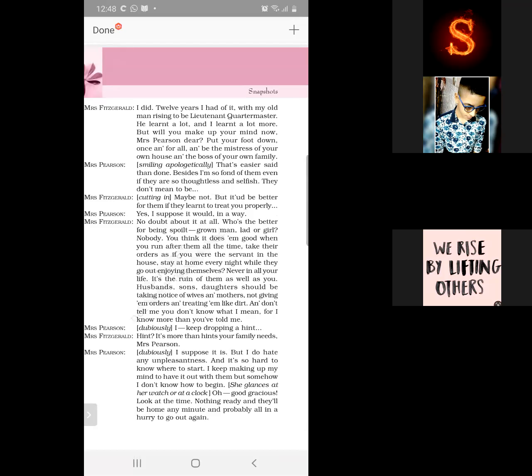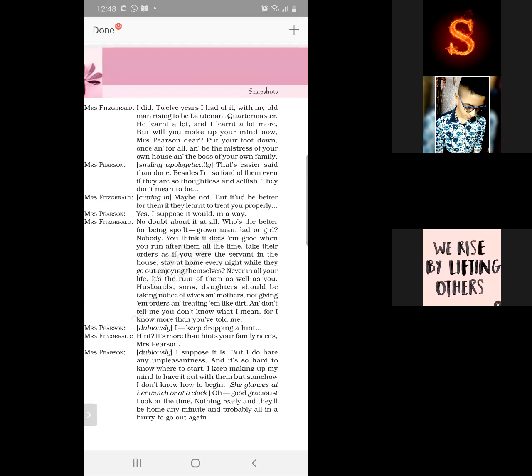So Mrs. Fitzgerald, we find a bold lady, a lady who lives according to her whims and fancies. She cannot take orders. She cannot take commands at all. She is not the kind of person who can easily be dominated by others. She doesn't give up easily, right? So she's saying, when are you going to put your foot down? And when are you going to convey it to everybody that this is your family and you are the boss of your house?